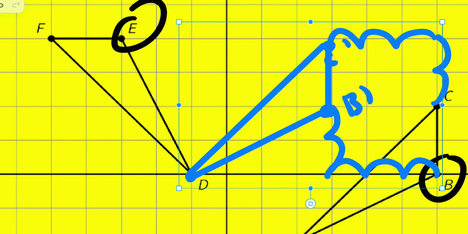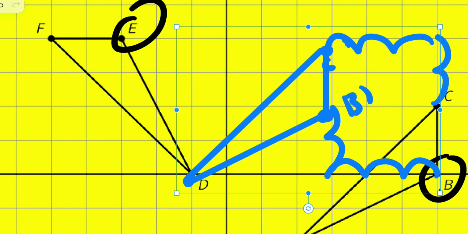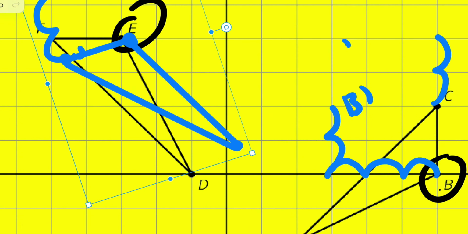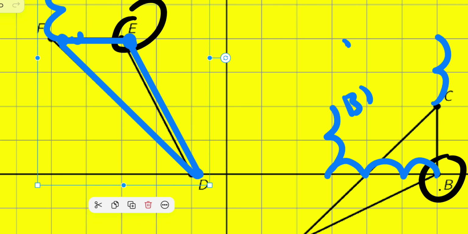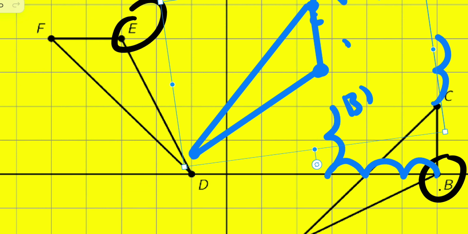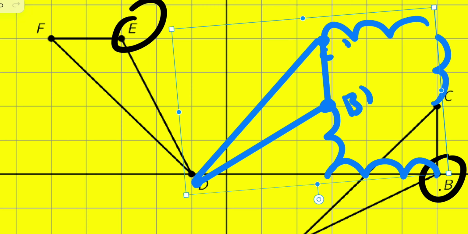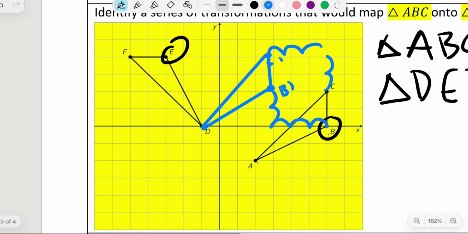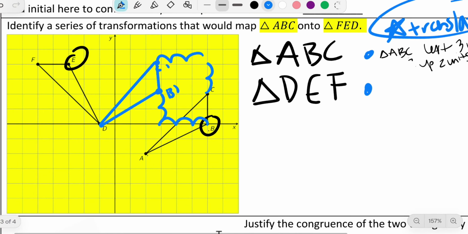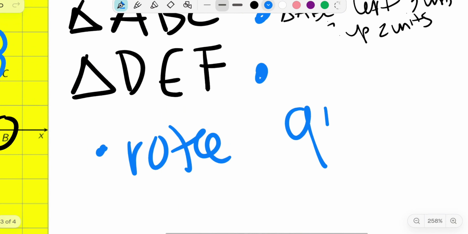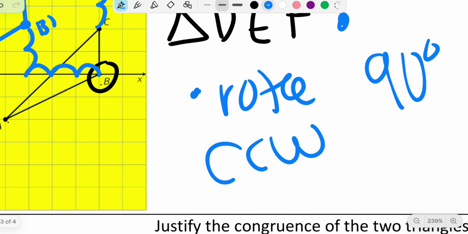Now, let's pretend that point A prime and D stay right there, stuck there. If we were to rotate it along that point, we would get right there. Do you see how if we just rotate it 90 degrees, we'd end up right on top of that point? That is what I want you to notice. So the next transformation I need to get triangle ABC onto triangle FED, or DEF, is to rotate 90 degrees. Remember, counterclockwise. The direction is super important.